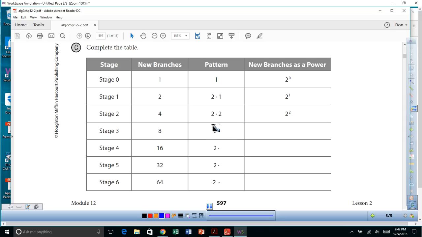Stage 3 would be 8, or 2 times 4, which is 2 to the third power. Stage 4 is 16, and that's 2 times 8, or 2 to the fourth power. Stage 5 is 32. That would be 2 times 16, which is 2 to the fifth power. And stage 6 would be 64. That would be 2 times 32, which is 2 to the sixth power. Are we seeing a pattern here?